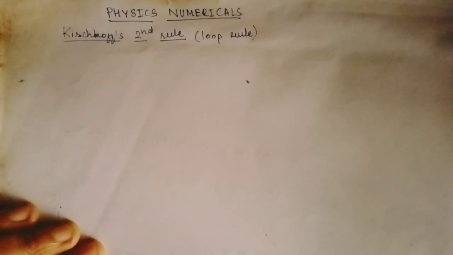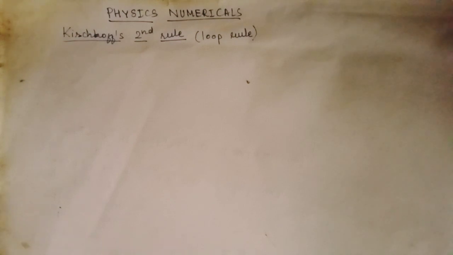In any closed path, if you have a loop of an electrical circuit, the algebraic sum of the EMFs and the products of resistance and current flowing through them is 0. So if you want to find out the current flowing through it or the resistance, you can use that equation. We'll start with some circuits.